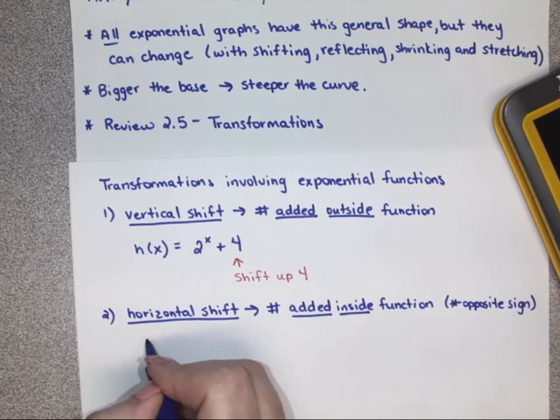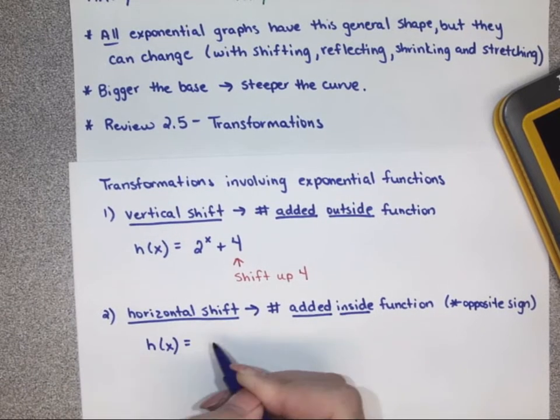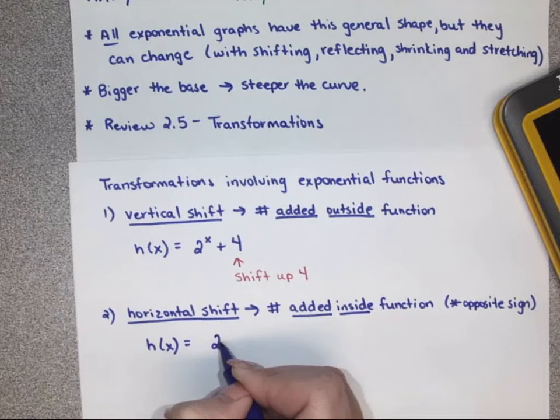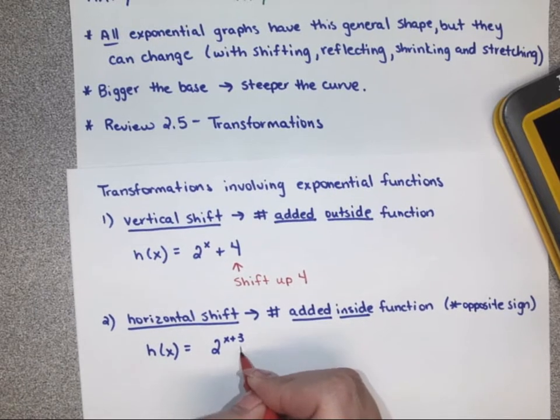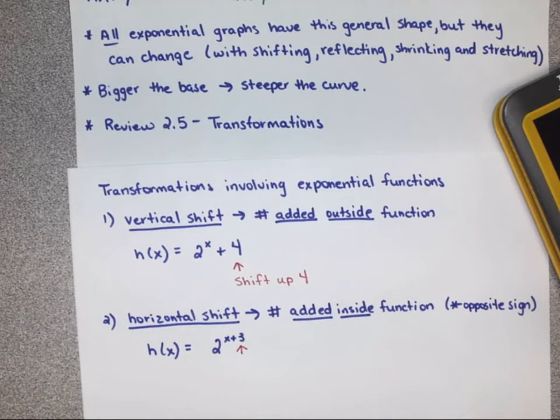So let's look at what that would be. If you had 2 to the x plus 3 power, so make sure you write that the way I did, right? X plus 3 is in the exponent spot. So notice, unlike the example from number 1, the 4 is not added at the end, it's added where? Like inside the exponent, right, inside the function. So this would actually shift it not right, but what? Left.